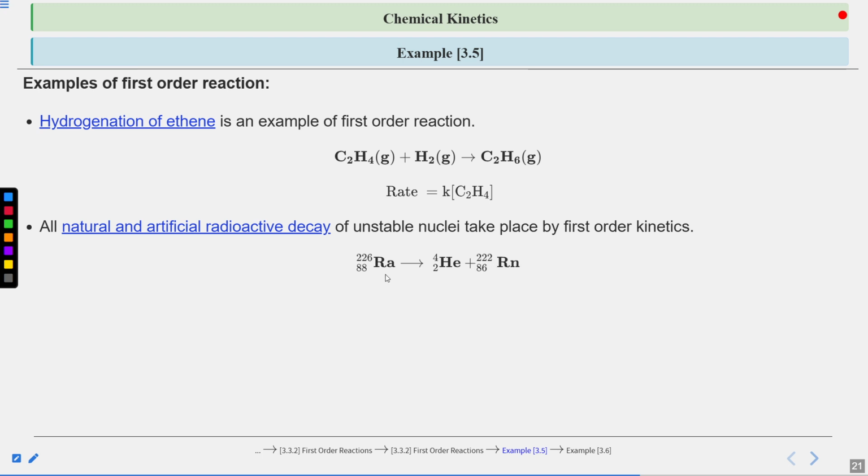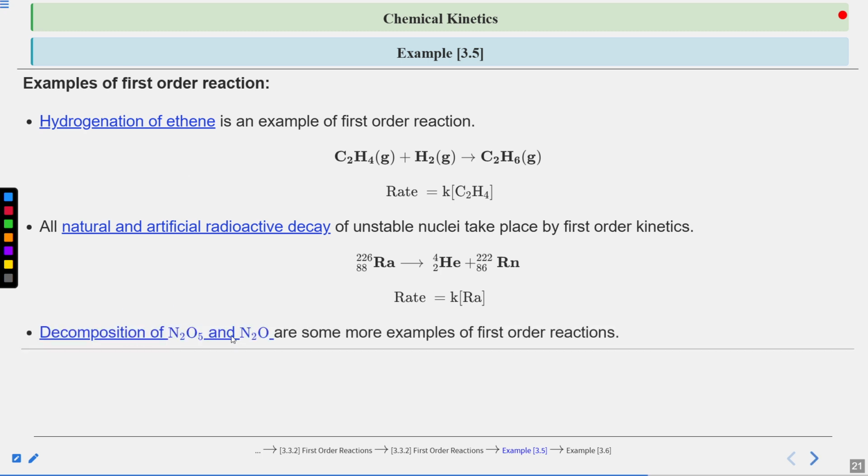So this is a decay of radium, and radium is an unstable nuclei, a radioactive element, and this reaction is taking place by first order kinetics. Rate for this reaction is K, the rate constant, times the concentration of the reactant, that is radium. Decomposition of N2O5 and N2O are some more examples of first order reactions. Okay, so these are also examples of first order reactions.